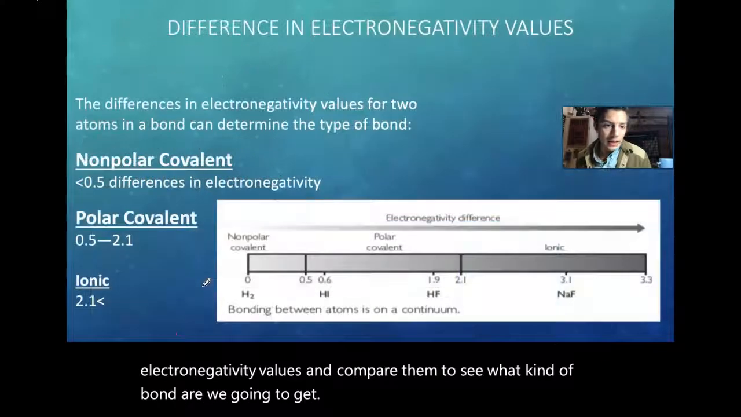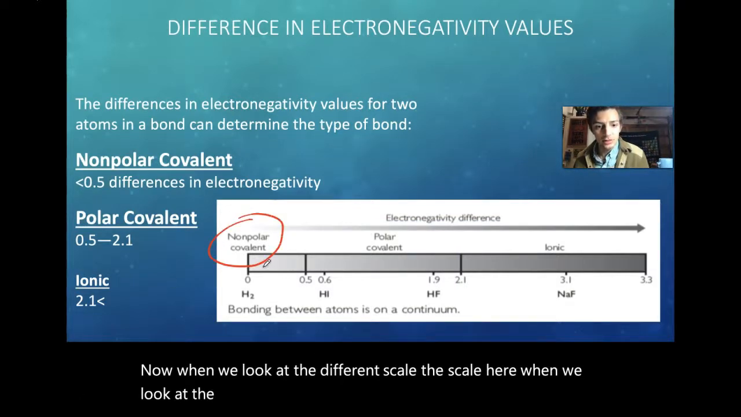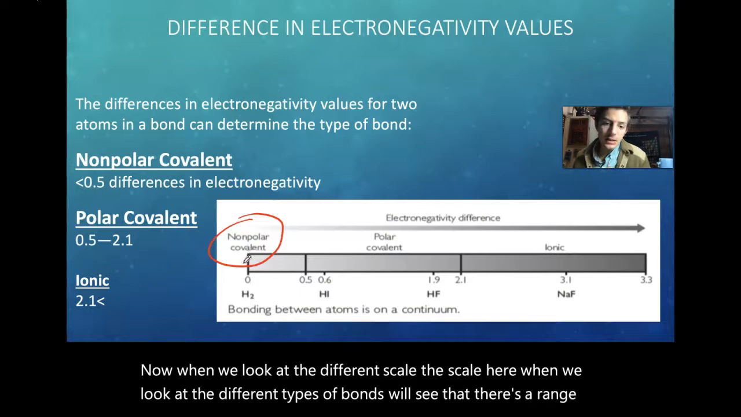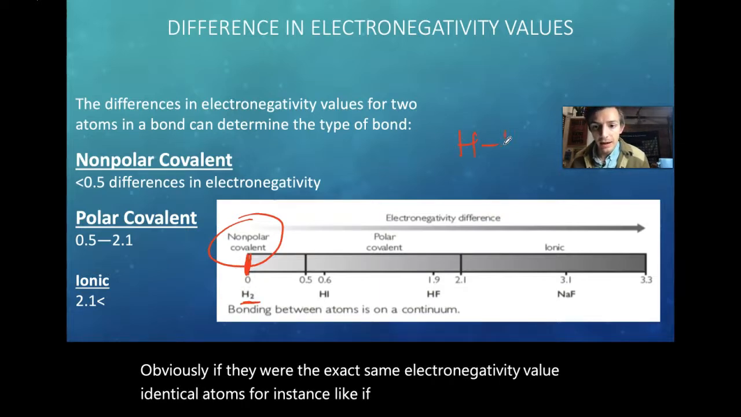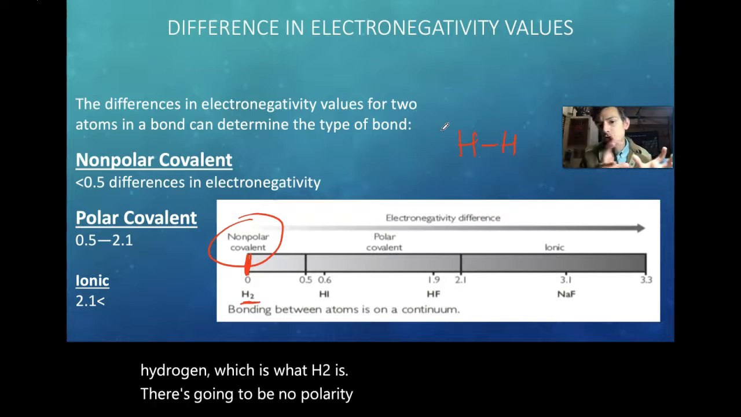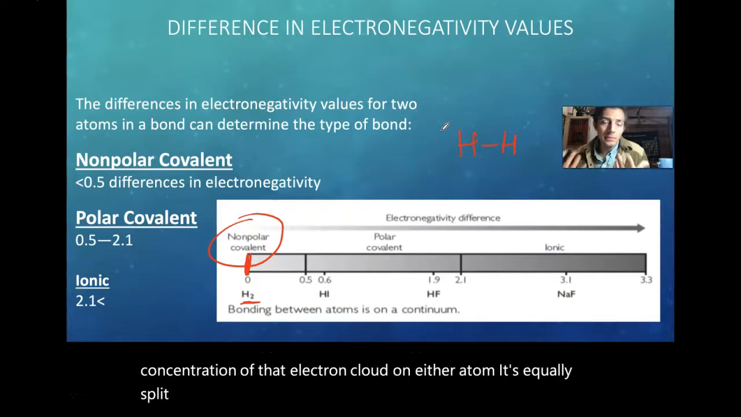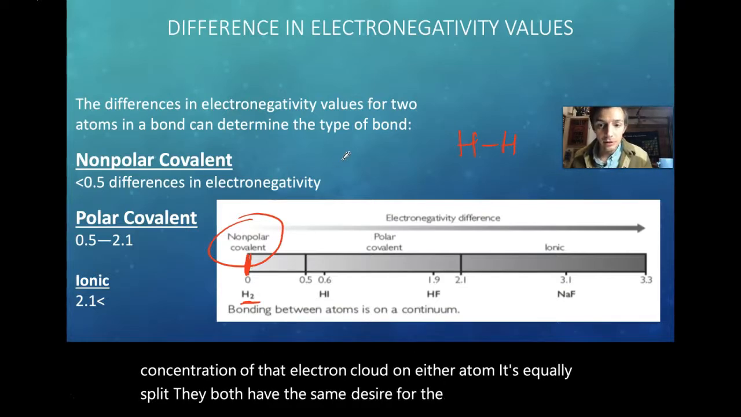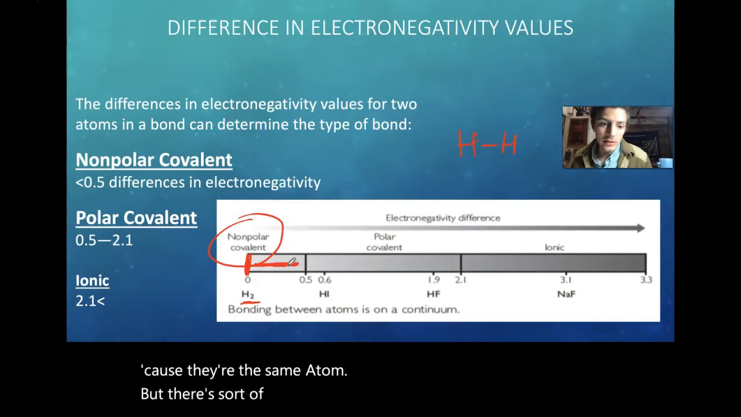Now, when we look at the scale here, when we look at the different types of bonds, we'll see that there's a range, okay? Obviously, if they were the exact same electronegativity value, identical atoms, for instance, like if you were bonding hydrogen to hydrogen, which is what H2 is, there's going to be no polarity at all, meaning there's no concentration of that electron cloud on either atom. It's equally split. They both have the same desire for the electron as the other, because they are the same atom. But there's sort of this range of what we'd still consider nonpolar covalent bonds.